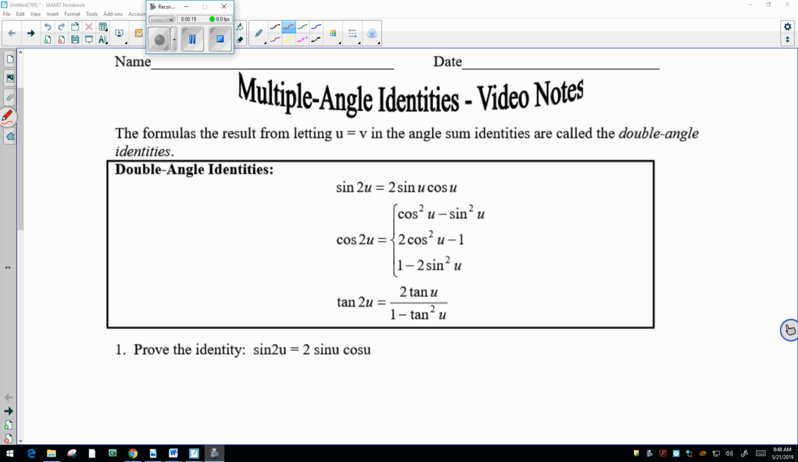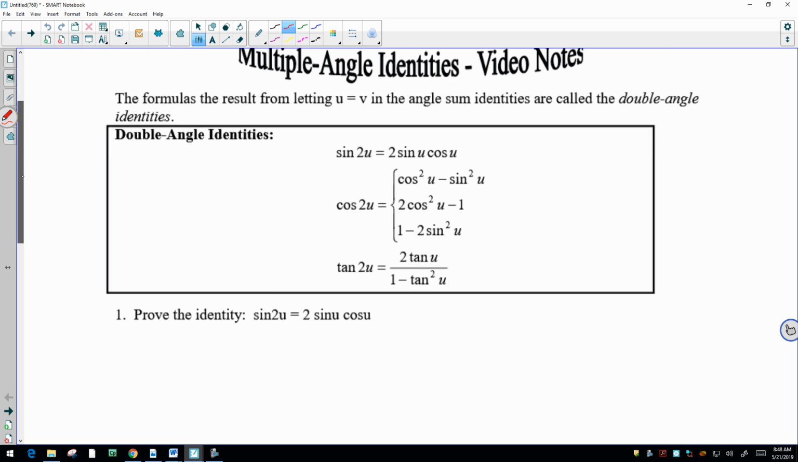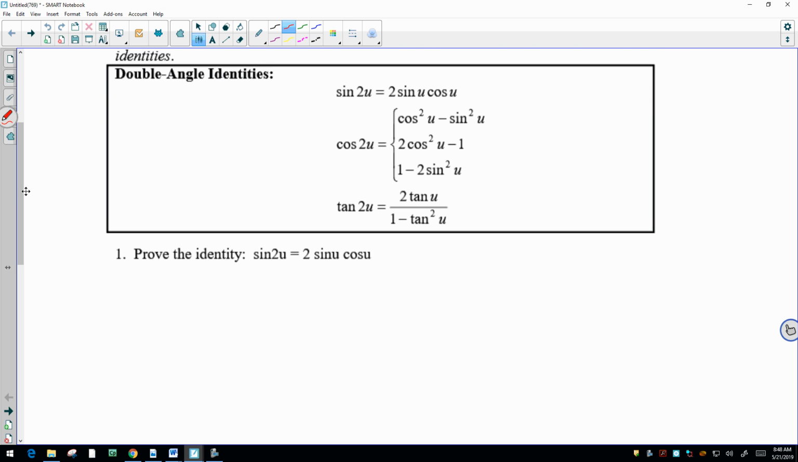So we have here a whole bunch of identities. You do not have to memorize these. These will be on a formula sheet. You just have to know how to use them. So for instance, we're going to prove this first identity. We're going to prove that this actually works.